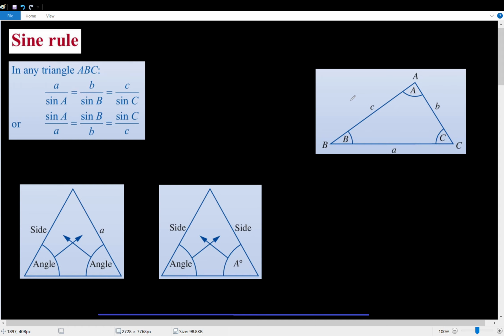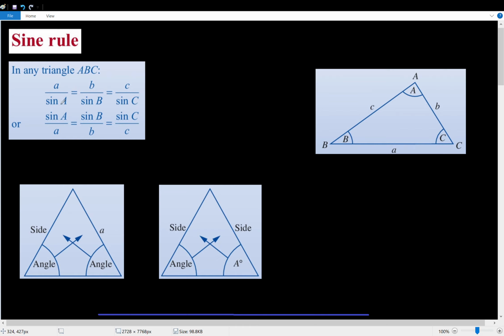In this video, we're going to talk about the sine rule. The sine rule is a rule that relates the length of sides in a triangle to the angles that are opposite those sides and uses the trigonometric ratio sine to do that. So we can see the actual rule itself up here.